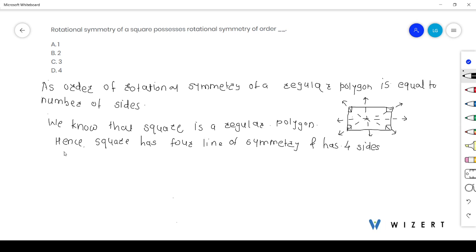So square has rotational symmetry of order 4. That is, our answer is 4, which is option D.